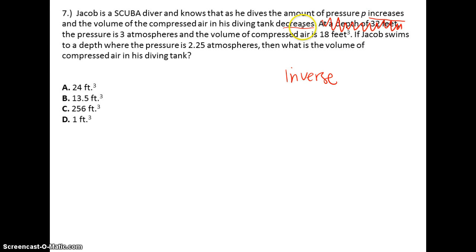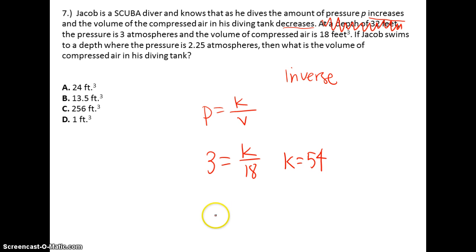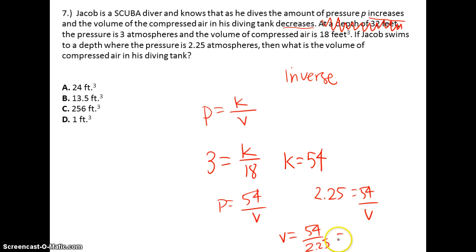Because we are told that the pressure varies inversely with the volume. So you could say P equals K over V, or V equals K over P. Okay, then we can plug in to find our K. So we know that our P is 3 when V is 18. So we get that K equals 54. Alright, once we know K, we can plug it back in. So P equals 54 over V. And we know that our pressure is 2.25. So you can say 2.25 equals 54 over V. So V equals 54 divided by 2.25, which is 24. Also answer choice A.